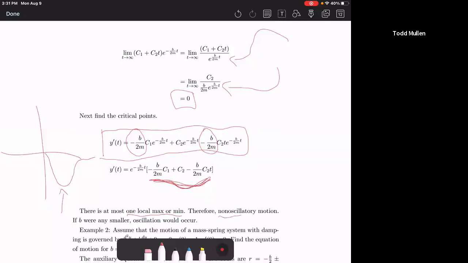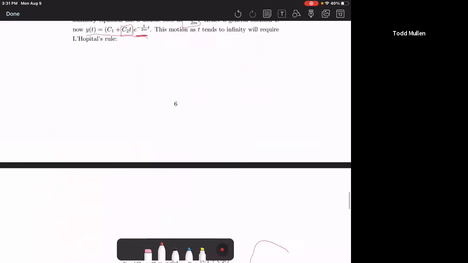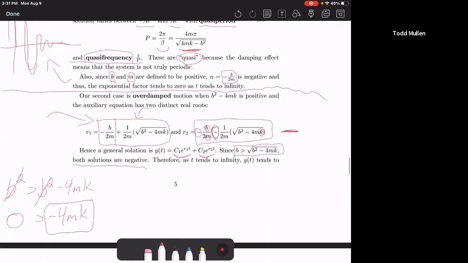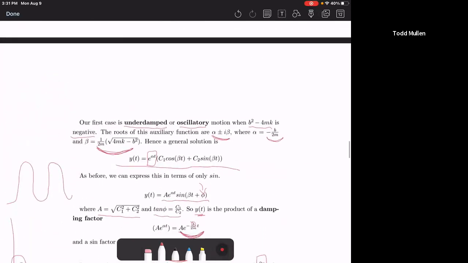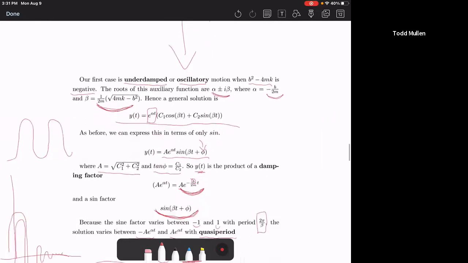We say this is non-oscillatory motion. Quite clearly from the graph, it's not oscillating. And if b were any smaller, oscillation would occur, because then we would be in one of the other two cases. We would be in the oscillatory case, which was our first one. Yeah, underdamped or oscillatory, there it is. Okay, let's go to our example.